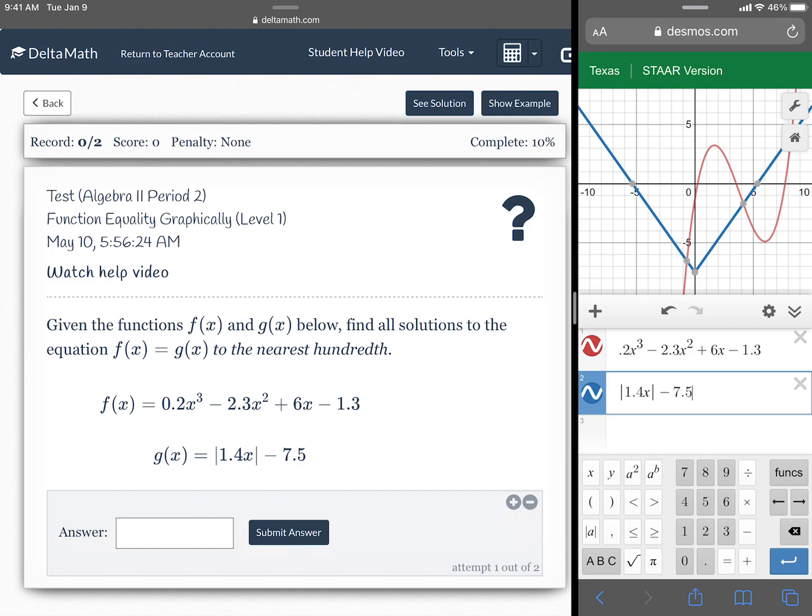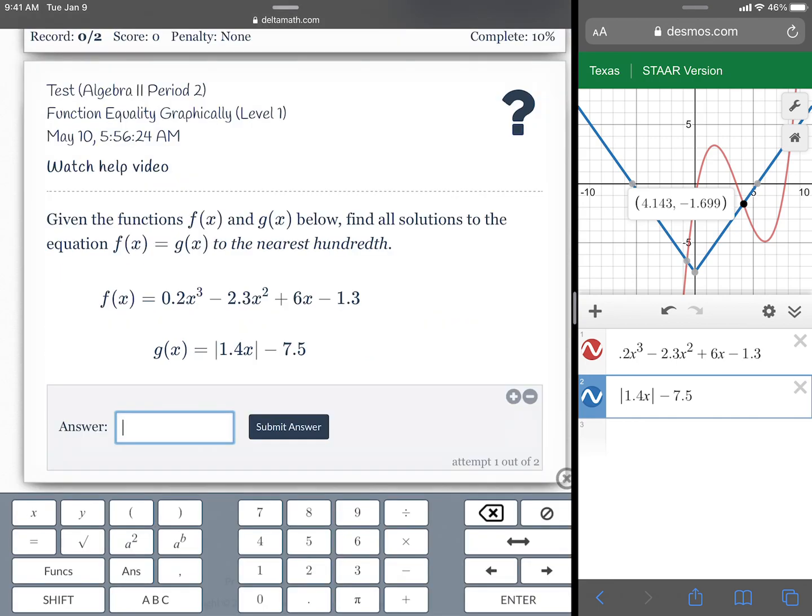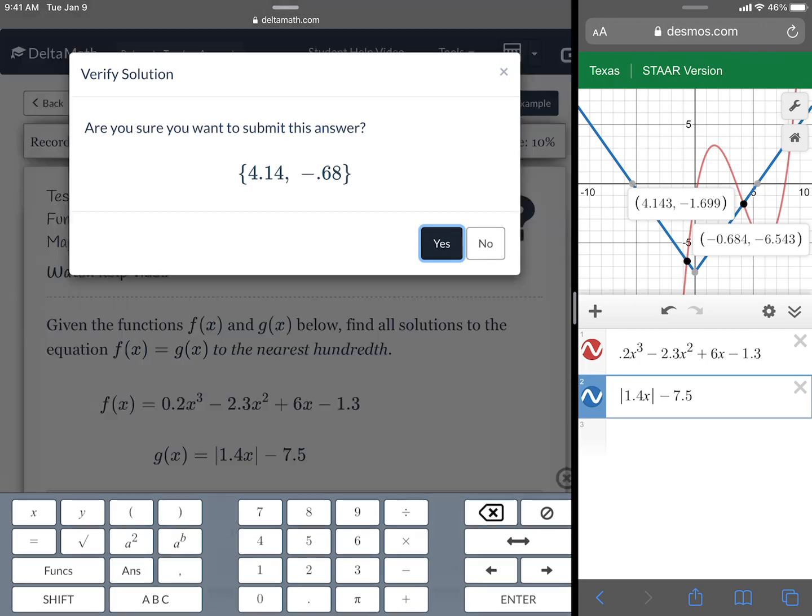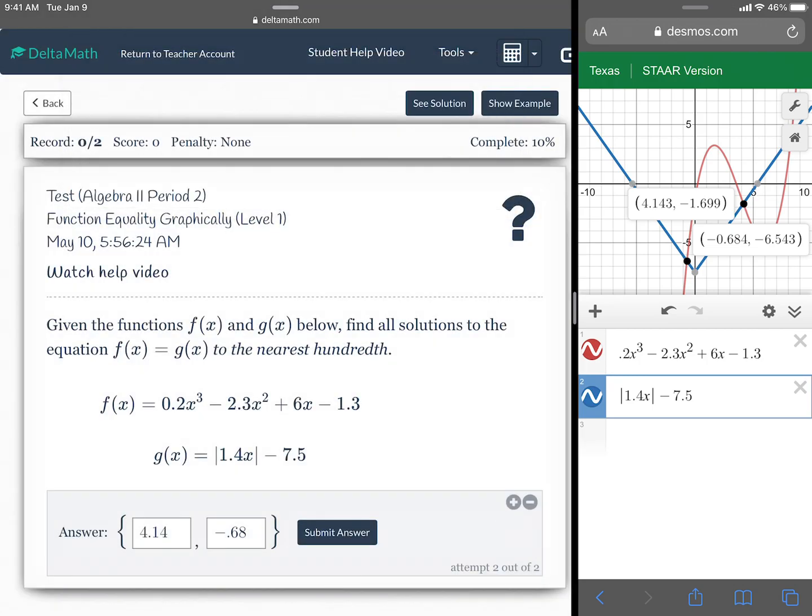And so I'm going to find these intersection points. Remember, when you do this on Delta Math, we're only looking for the x values here. I'm looking for what values of x make these the same. They're 4.143 and -0.684. Those are the two things we're looking at. But it wants it to the nearest hundredth, and that's only 2 decimal places. So there we go, 4.14 and -0.68. Let's see if we can find out what the error was here.